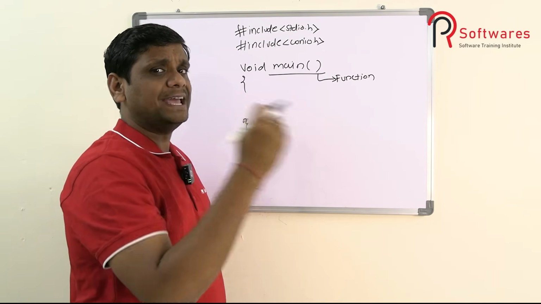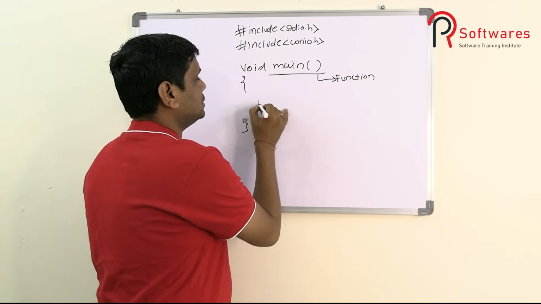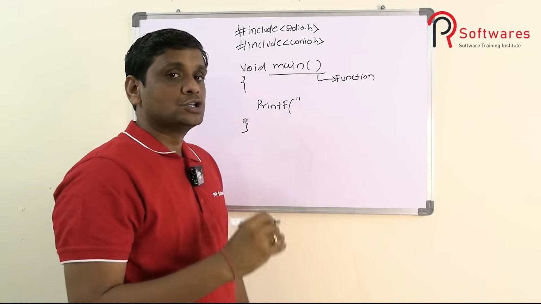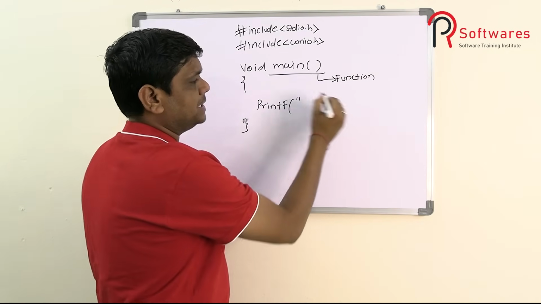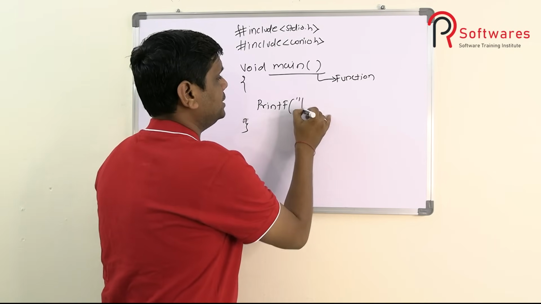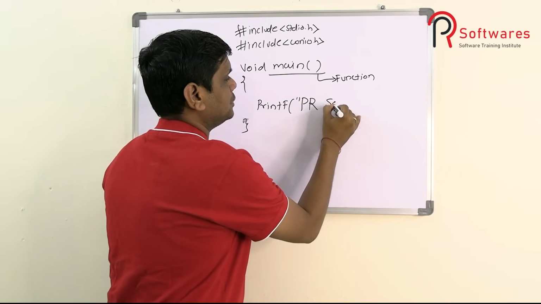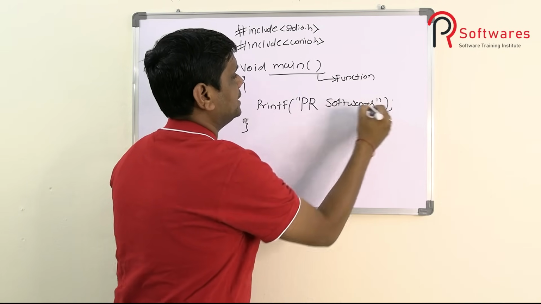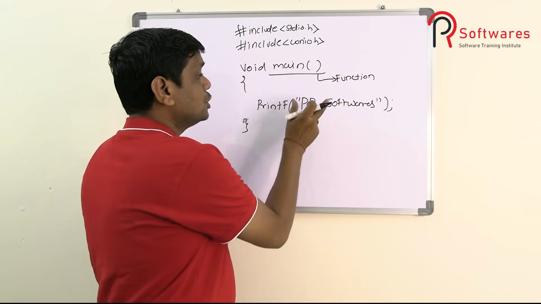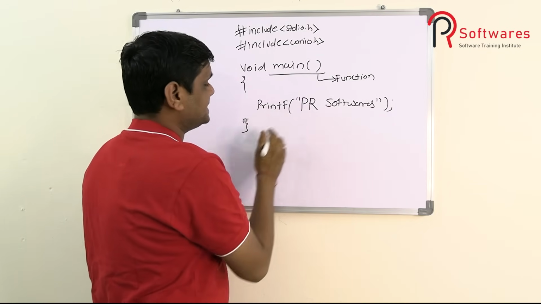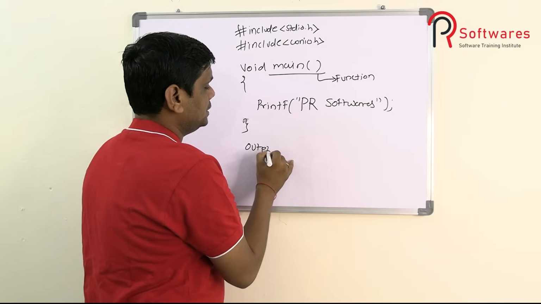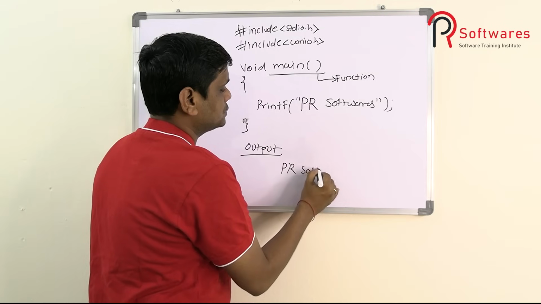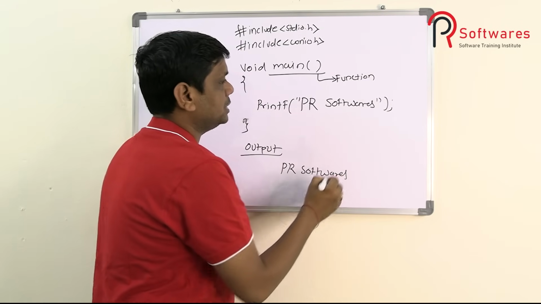Now, if you want to print anything in C language, you should use the function called printf. All should be in small letters. Whatever you want to print on the screen, you should write inside double quotation marks. Suppose we want to print PR softwares; you can print whatever you want. Whatever I write in the double quotation will come exactly the same on the screen. So if I write PR softwares, I will get PR softwares on the screen.